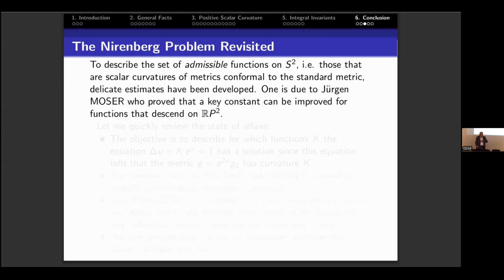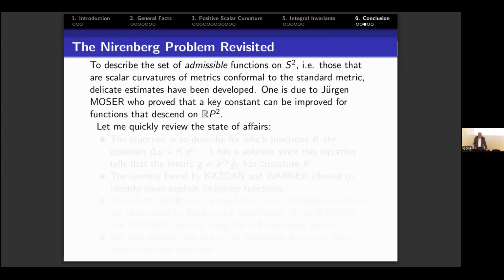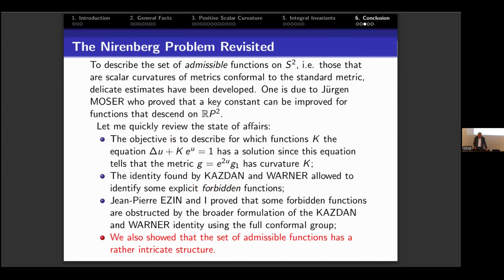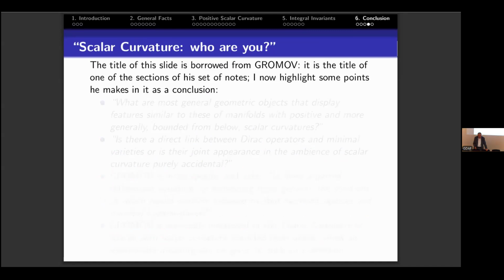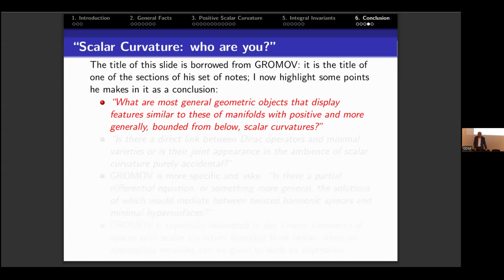And maybe, I skipped this because it's connected to what I didn't show you. So the title of this last slide is borrowed from Gromov. Its title is Scalar Curvature, Who Are You? It is the title of one of the sections of his notes for the 4 lectures. I now highlight some points he makes in a conclusion. So I'm quoting Mikhail Gromov. What are the most general geometric objects that display features similar to those of manifolds with positive, or more generally bounded from below, scalar curvature? So when he says more general geometric, he means forgetting about differentiability.